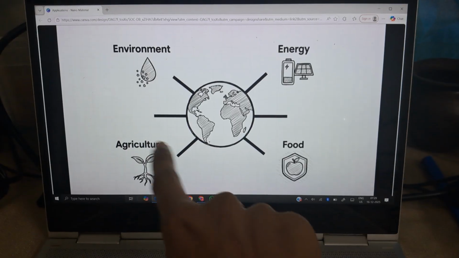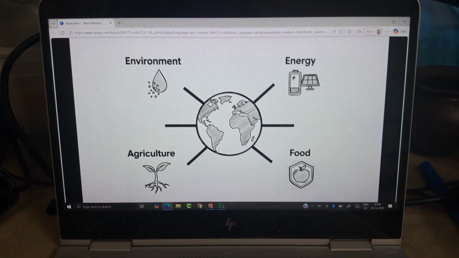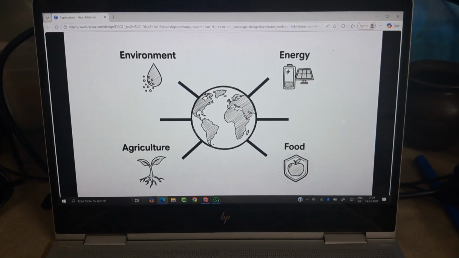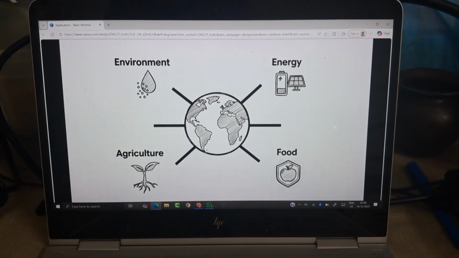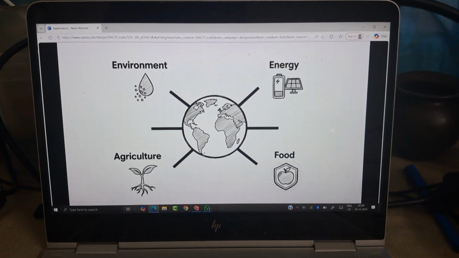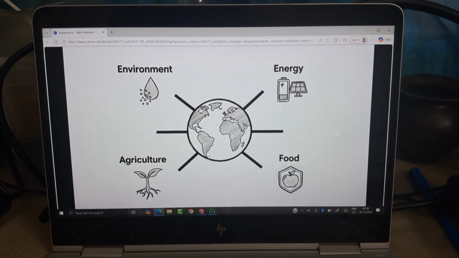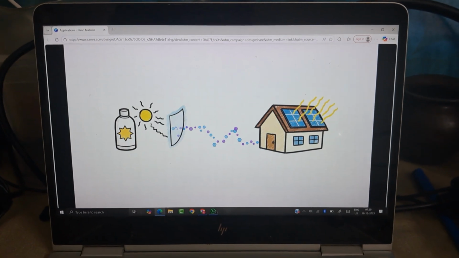They are also used in agriculture, for crop protection. Even in food processing, nanoparticles are used. And in energy, they are used in solar cells, semiconductors, fuel cell electrodes, batteries, etc. Nanoparticles are used there also.